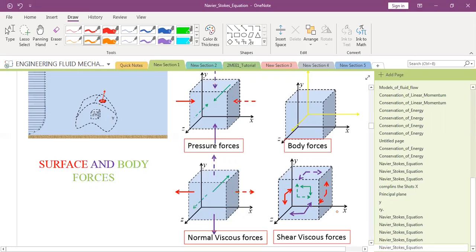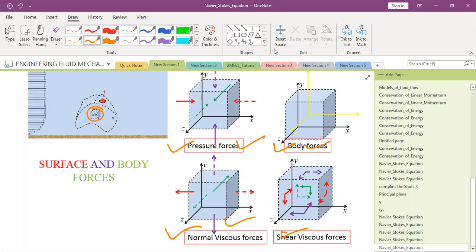So I am starting with today's discussion. I have purposefully started with this slide so that you have the global picture that in the Navier-Stokes equation you have all these four forces that should be accounted for any differentially small control volume. That is pressure force, body force, normal viscous force, and shear viscous force.